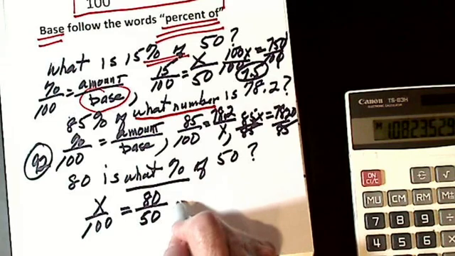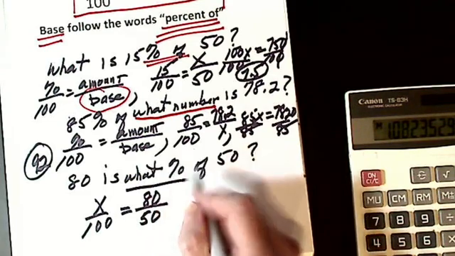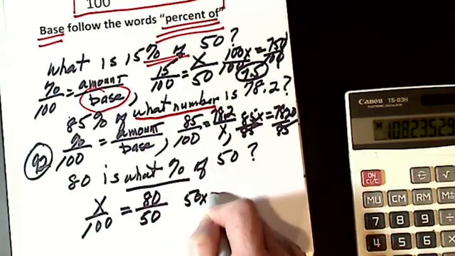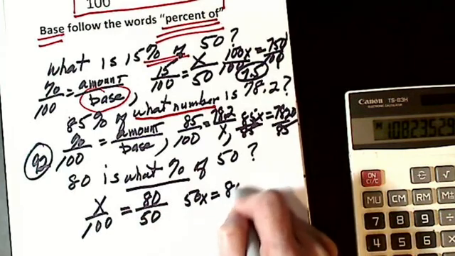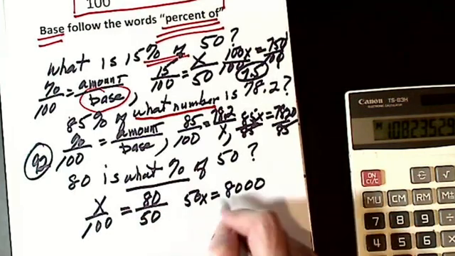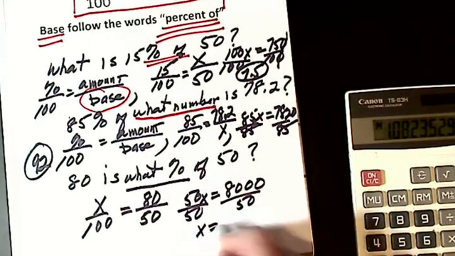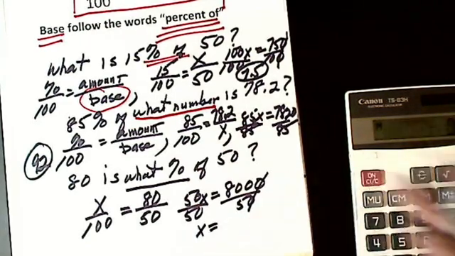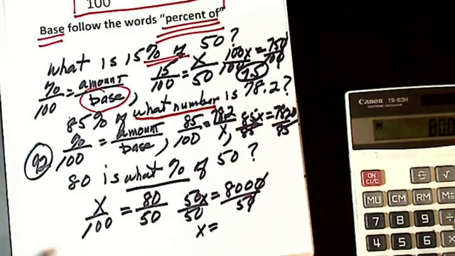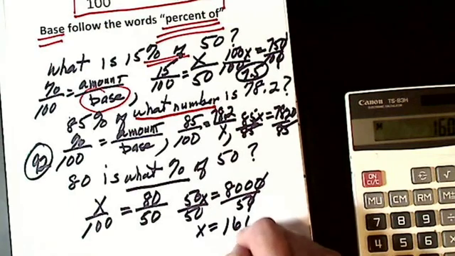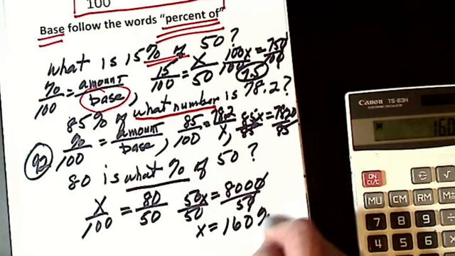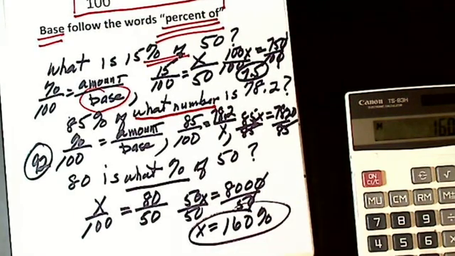My cross products. I could knock off pairs of zeros, but I'll have 50x equals 80 times 100, which is 80 with 2 zeros added. Divide by 50. X equals, knock off pairs of zeros. So I have 800 divided by 5. So I'm going to get 160. So it's 160%.